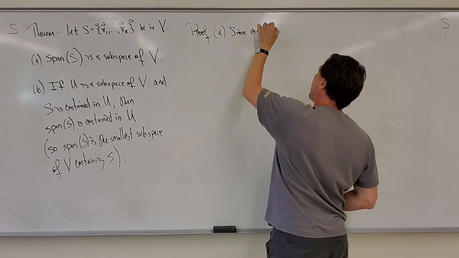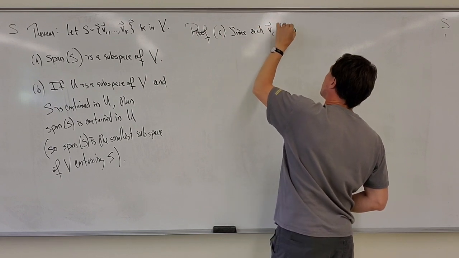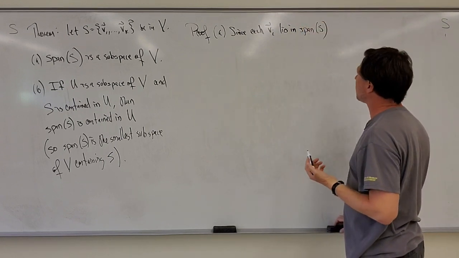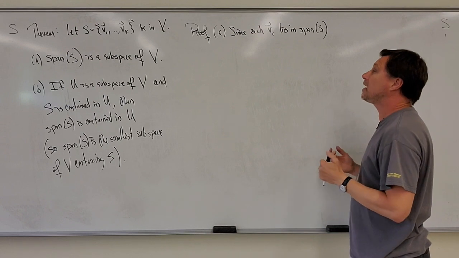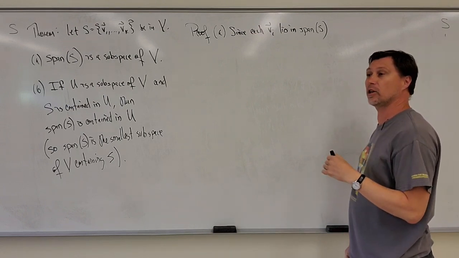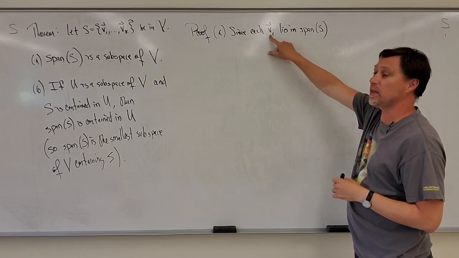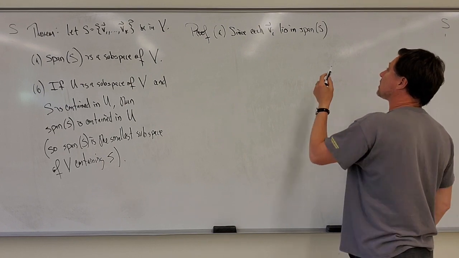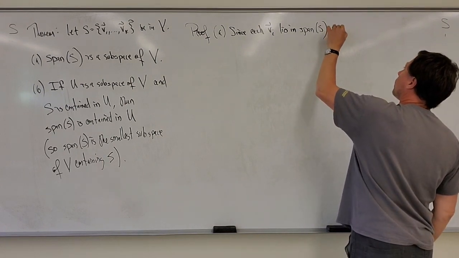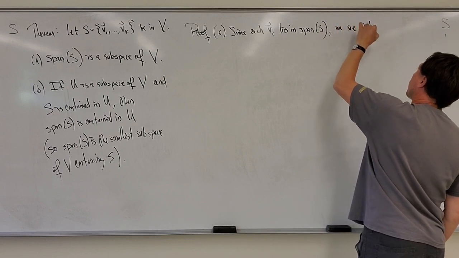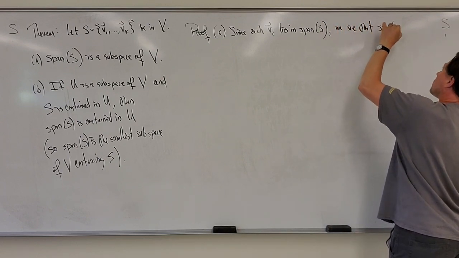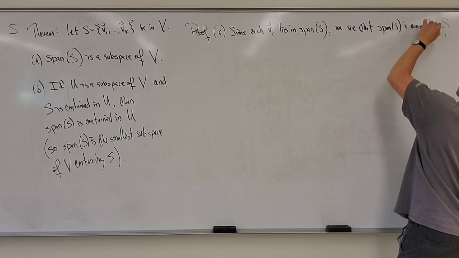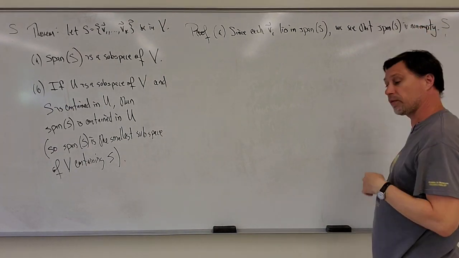So note, since each v sub i lies in span of S. Remember, the span of S is the set of all possible linear combinations. In particular, it contains the linear combination that has only a 1 times v sub i and 0 times all the other vectors. So since each v sub i lies in the span, we see that span of S is non-empty. Okay, so we've got the non-empty part out of the way.